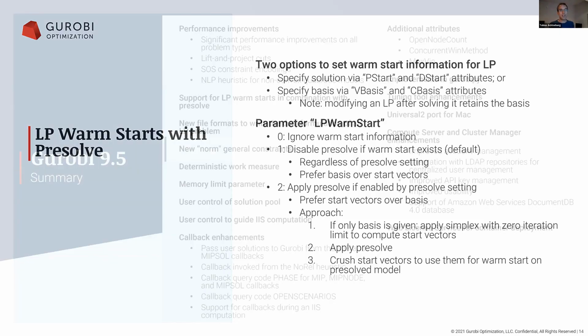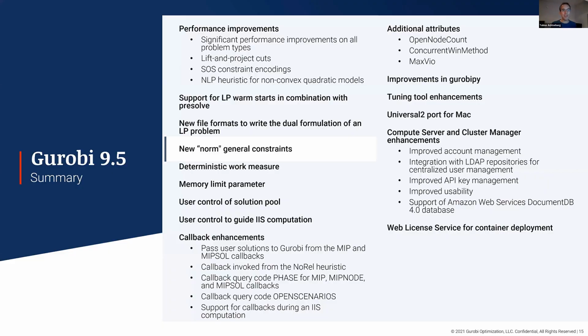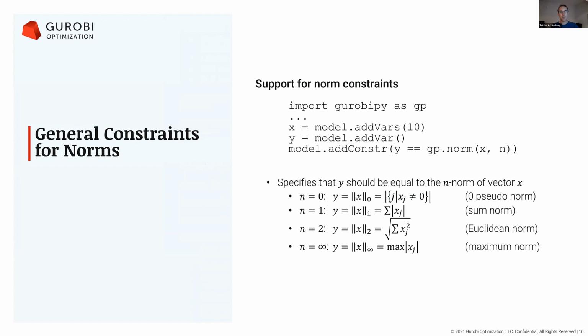Okay, that is what I wanted to say about the warm start with the LP. Now, another feature that we have added is that we are now able to support norm constraints by means of our general constraints mechanism. So in Python, this could look as follows. You have a vector of variables x, in this case 10 variables, and a single variable y, and then you can add the constraint that y should be equal to the norm of the vector x.